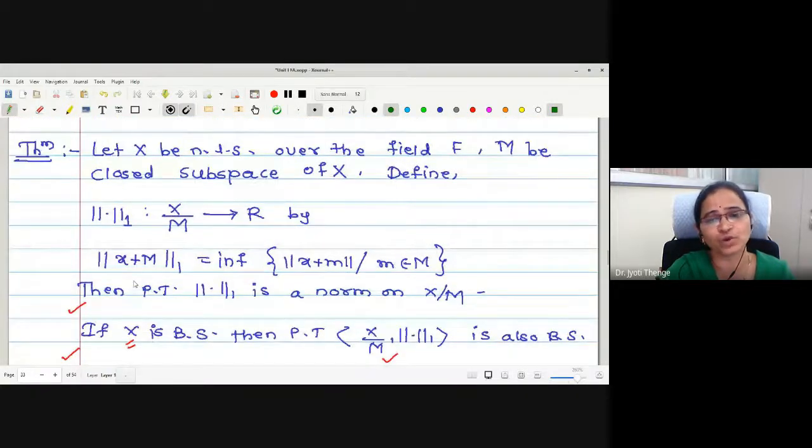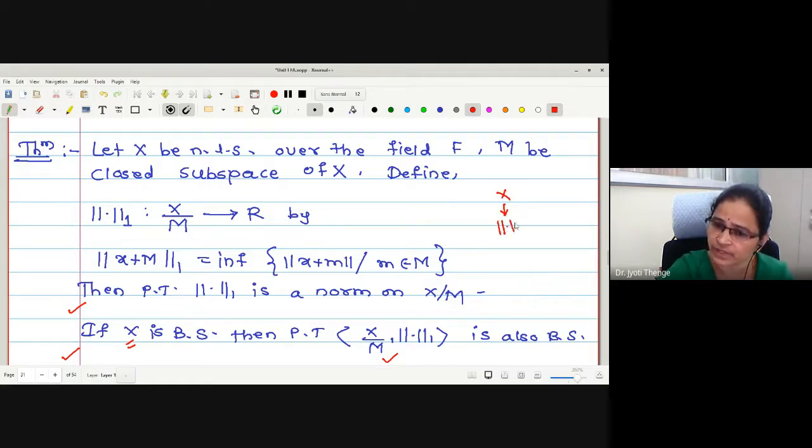Then we are coming towards an important theorem proving that this quotient space is the quotient norm space, right? Then the norm on this quotient space is defined like this. The symbol used is norm 1. What is the meaning actually? The symbol used for the norm on X is simply this norm. The symbol for norm used on this quotient space is norm 1.